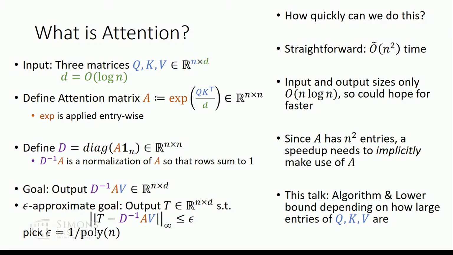And what I'll show you is that basically whether or not you can speed this trivial algorithm up and do it faster than n squared time depends on how big the entries of the Q, K, and V input matrices are.